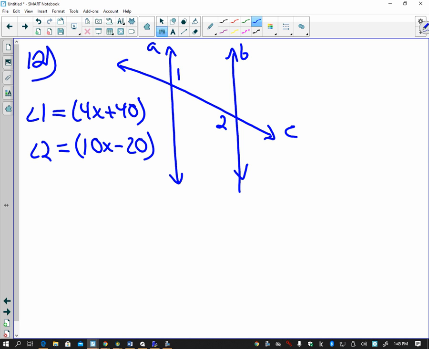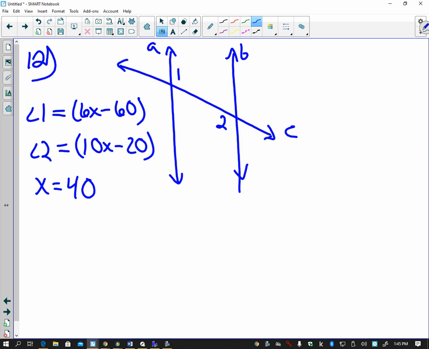I don't know if that'll work or not, because I'm just making some stuff up here. Let me try something else. Say x equals 40. I don't know if that'll work, but we want to prove that those two lines are parallel. What do I do first?